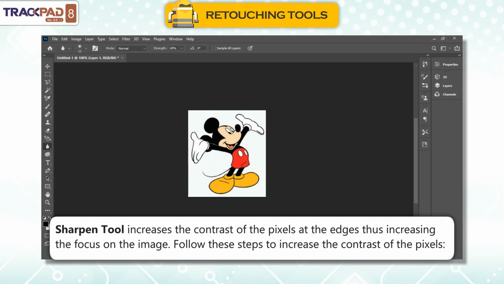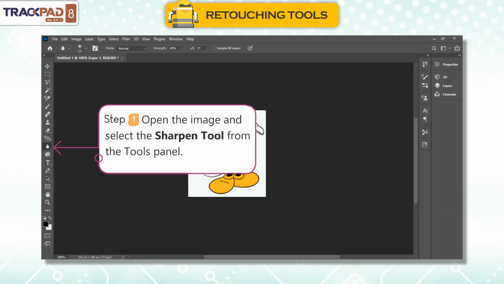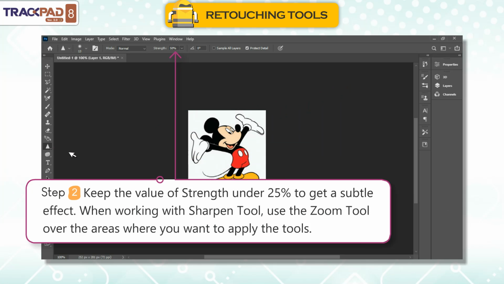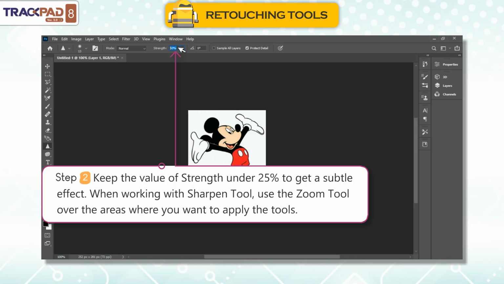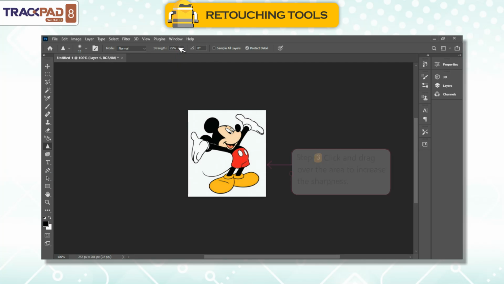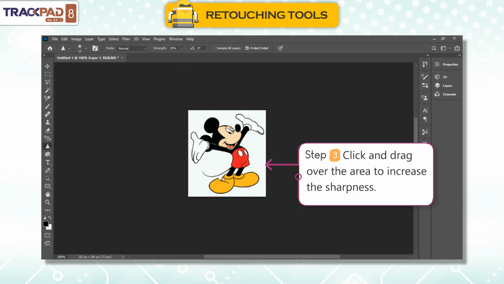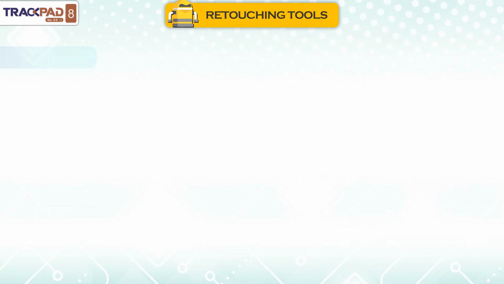Sharpen tool. Sharpen tool increases the contrast of the pixels at the edges, thus increasing the focus on the image. Follow these steps to increase the contrast of the pixels. Step 1. Open the image and select the Sharpen tool from the Tools panel. Step 2. Keep the value of strength under 25% to get a subtle effect. When working with Sharpen tool, use the Zoom tool over the areas where you want to apply the tool. Step 3. Click and drag over the areas to increase the sharpness.